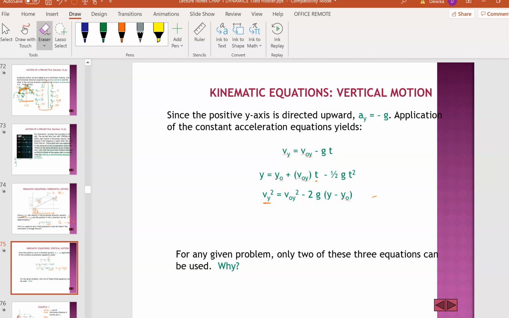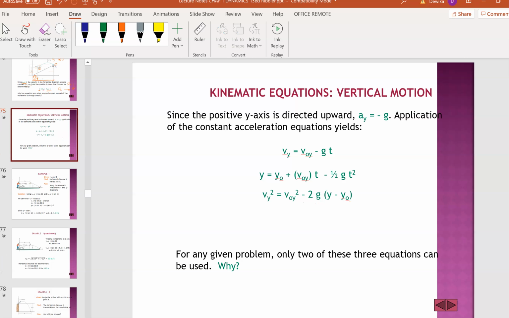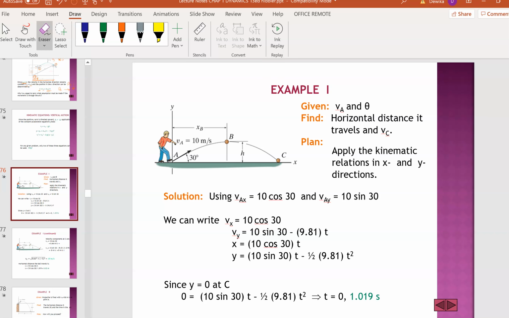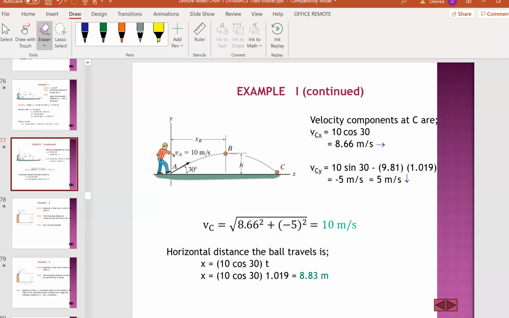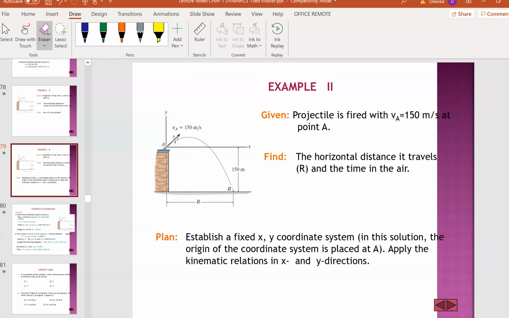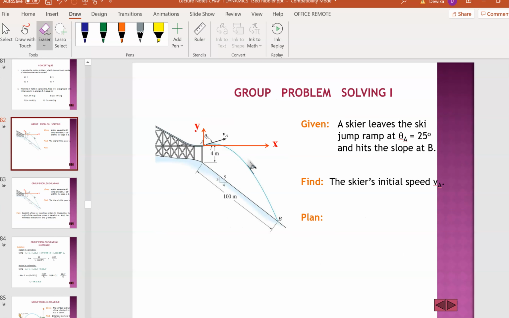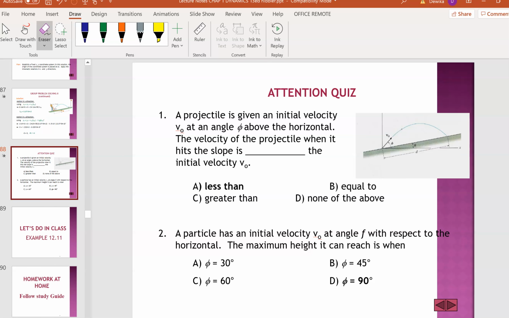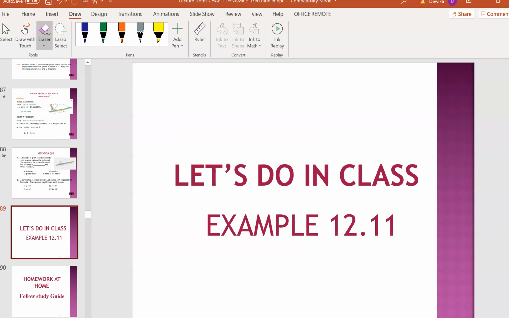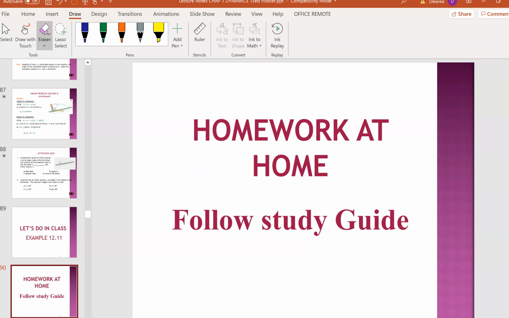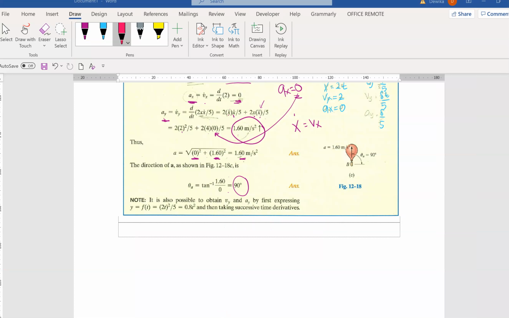Now let me go in and discuss an example with you. Like usual, I will skip the example in the lecture notes because the example is very easy. You can just read up by yourself and understand them. It's really very straightforward. I'm going straight to the example in the textbook. And for your homework, you just have to follow the study guide for this chapter. Okay, let's go to the example.